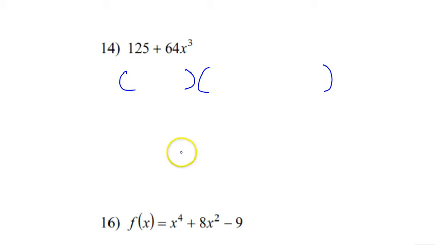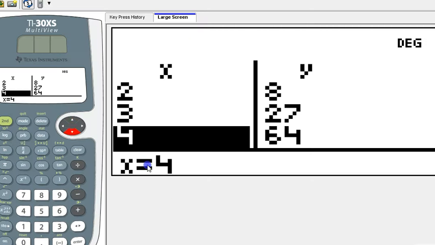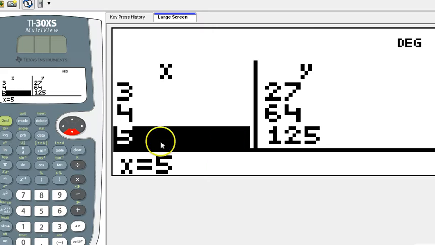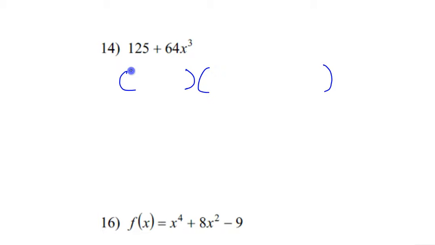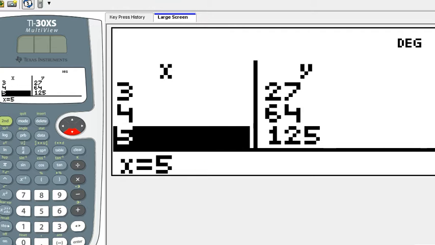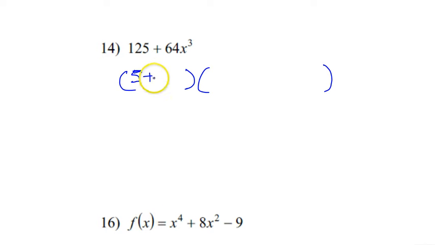So as I look at the 125, and I look at my chart, where does 125 come from? Right, 125 comes from 5, so I'll use a 5 right here. And I'll just keep the same sign. Where does the 64 come from? 64 came from 4 to the third power. Okay, so I'll put 4 and then simply x. So I've got 5 plus 4x is my binomial.